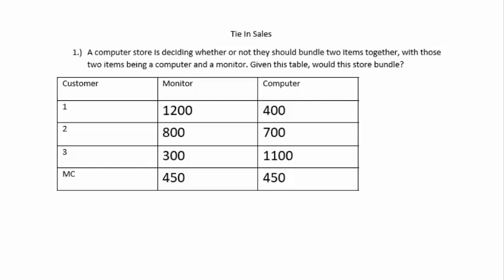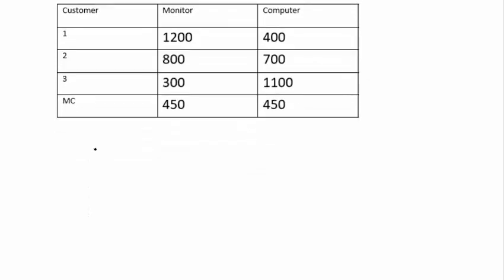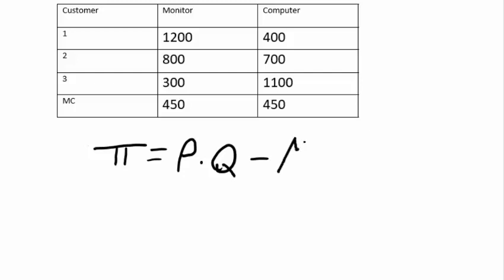And so we have this table that gives us three separate customers with their maximum willingness to pay for each good, as well as a marginal cost for each good. And we want to figure out if they would bundle or not. So the main formula we're going to use in this problem is the profit formula, which is profit equals price times quantity minus our total cost, which in this case is marginal cost times quantity.